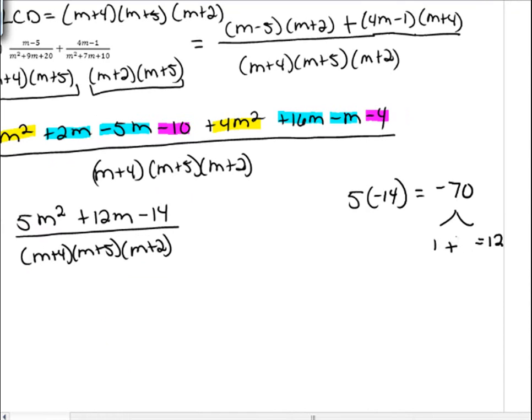And 70 factors as 1 and 70, 2 and 35, 5 and 14, 7 and 10, and that looks like all of them. And this is a negative 70, so we really are looking for the difference of these two because we need one of them to be positive and one of them to be negative. But the difference of 1 and 70 is 69, 2 and 35 is 33, 5 and 14 is 9, and 7 and 10 is 3.